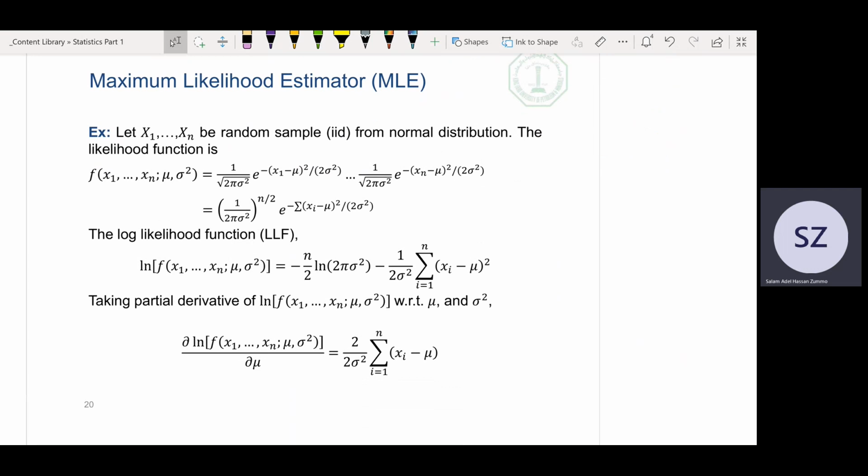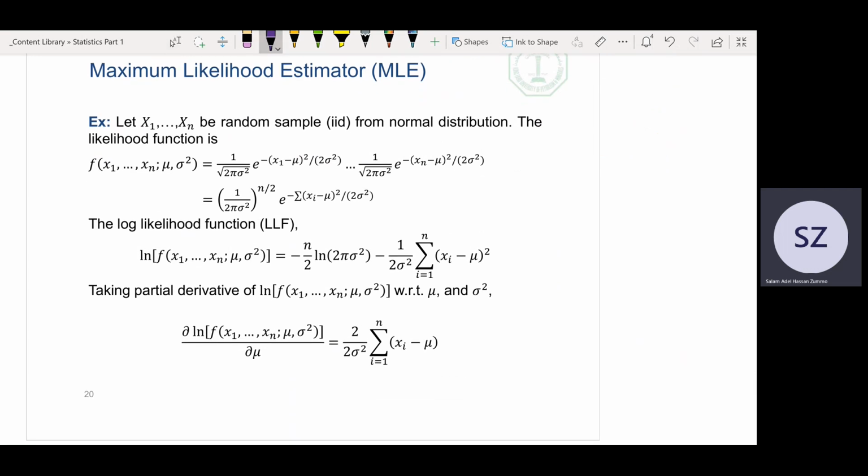Okay, another example. Again, here we have these x's, 1 to n, random samples, IID again. However, now from a normal distribution. Our task is to find an estimate of the average and the variance. So basically the unknowns here are mu and the variance, these are to be estimated. We write the joint PDF with the unknowns mu and variance. Okay, now how do we do it?